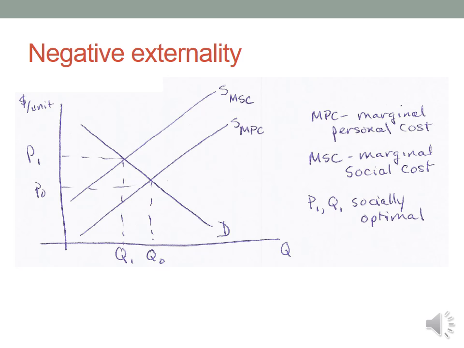And so if we were looking at where the supply and demand curve cross when we include all of the costs, including the social costs not recognized by the firm, we see a smaller quantity and a higher price. We move from Q0 to Q1 and P0 to P1.